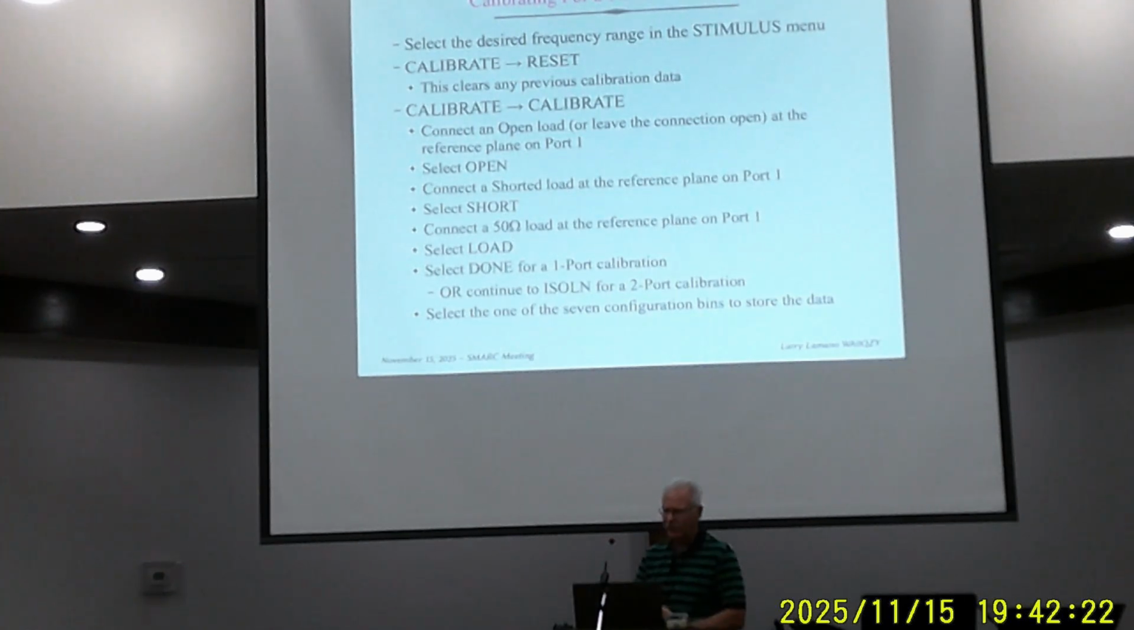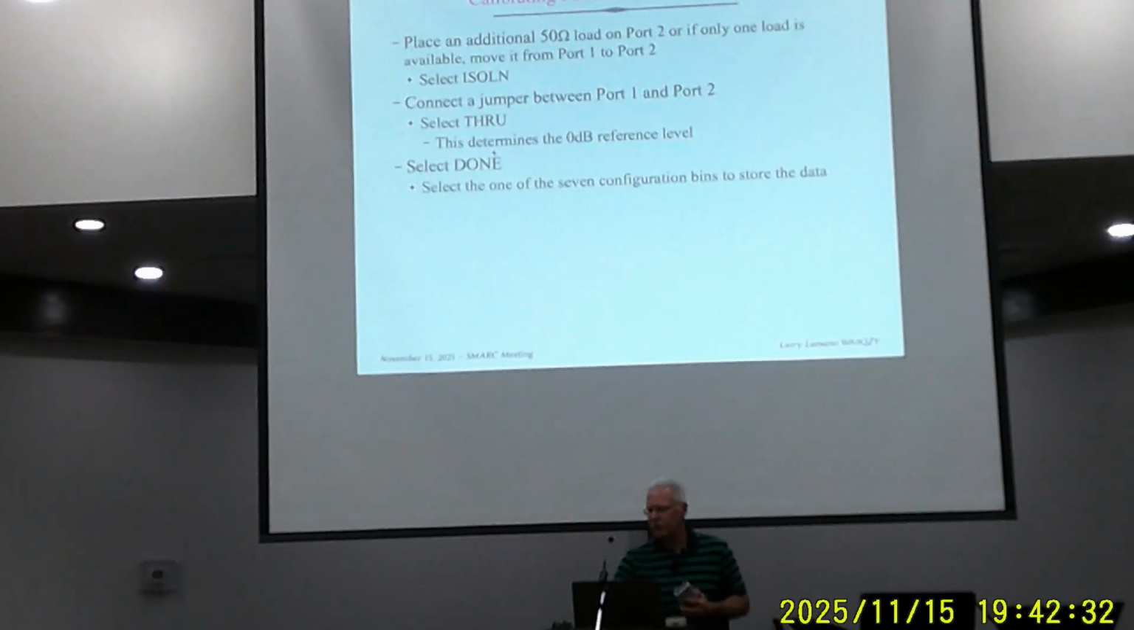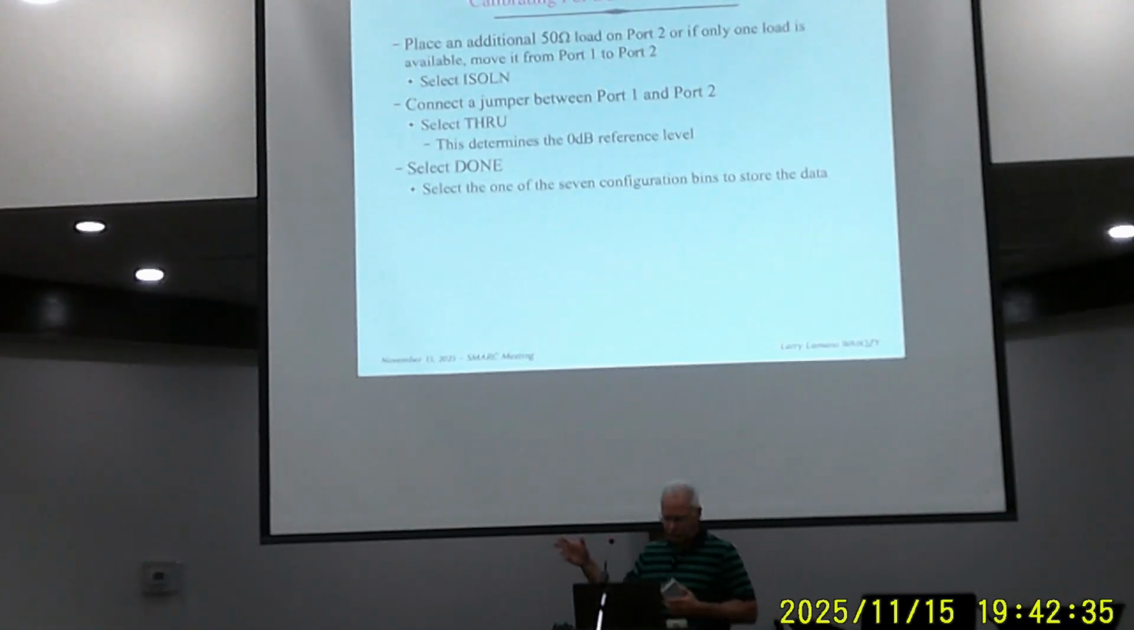And if you hit isolation, well, what you're supposed to do before you hit isolation, if you have another 50 ohm load, you put it on port 2. If not, you move the one on port 1 to port 2, then you select isolation, and it'll do the same gizmo again. Then you take that off and you hook a jumper between port 1 and port 2, and you hit through. And what that's doing, it's setting the 0 dB reference level.